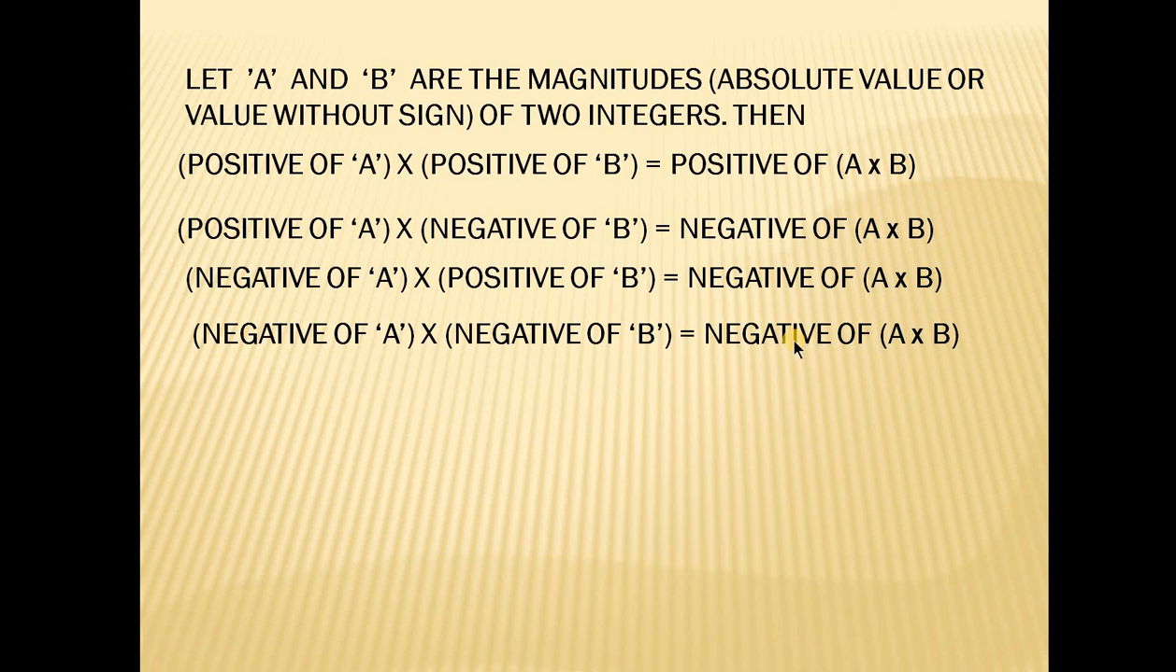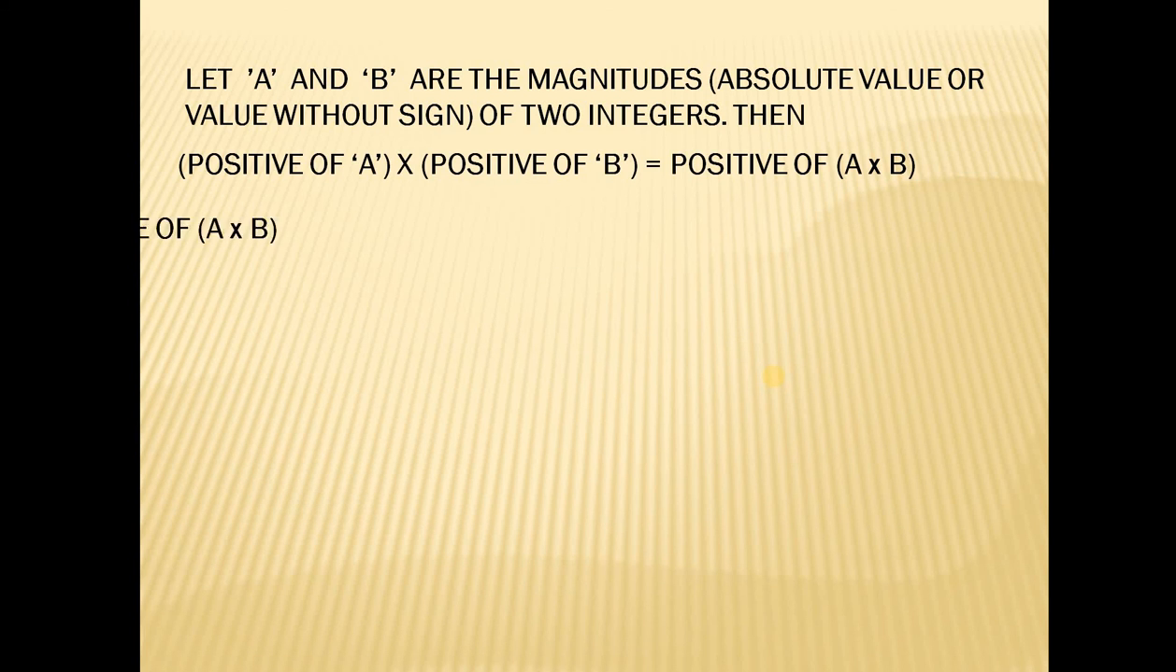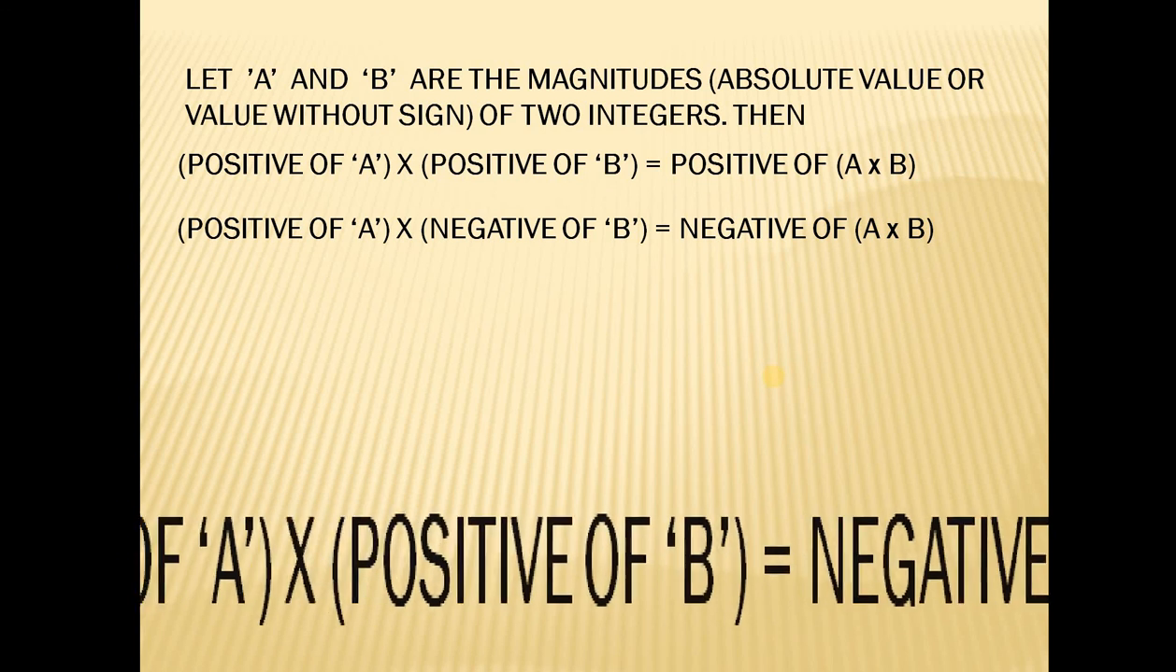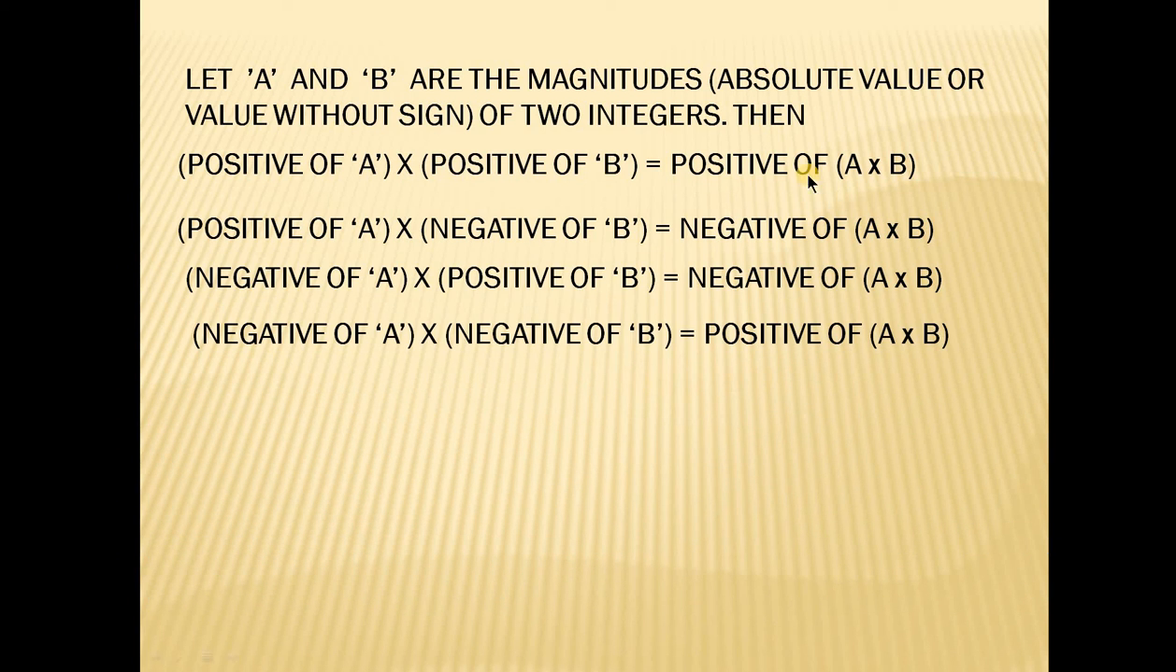There is a mistake here. I will rectify it right now. We have seen all these things. Negative A and negative B when multiplied, the answer is positive A multiplied by B. Now find the following products.